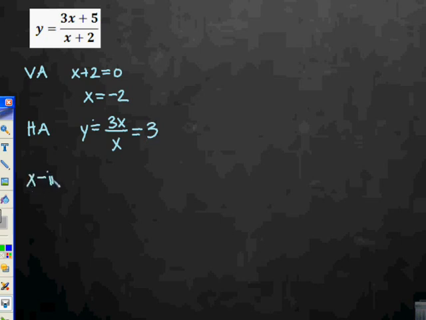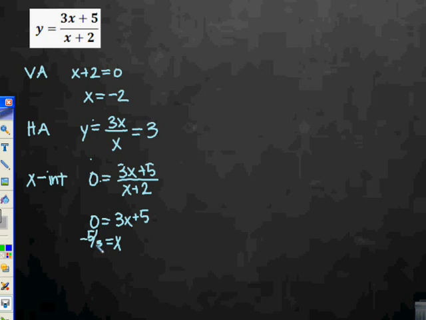Let's look at our x-intercepts. The x-intercept is what I get when I put 0 in for y. So I'm going to say 0 is equal to (3x plus 5) all divided by (x plus 2). So when I solve that, I'm going to multiply my x plus 2 to the other side. And so that will be 0 is equal to 3x plus 5. And when I solve that, I'll subtract my 5 over, divide by 3, and so I will have negative 5/3 as my x-intercept.